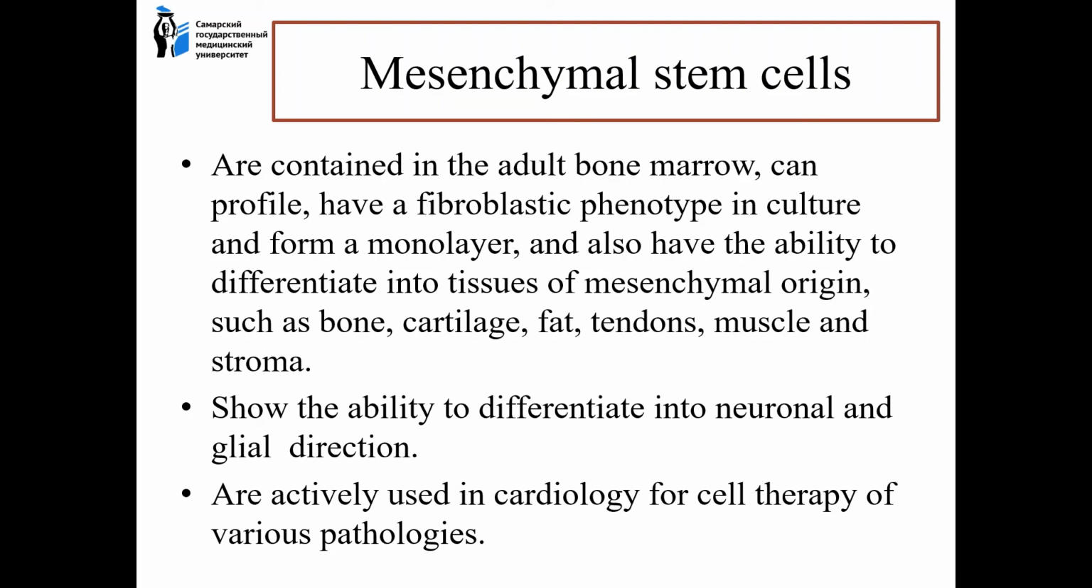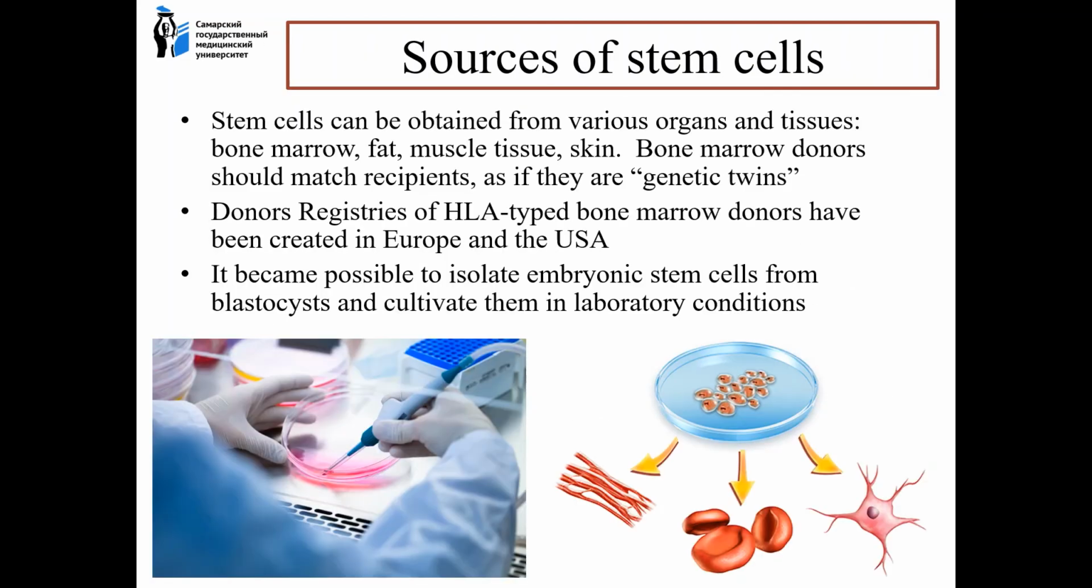The next point of the lecture is obtaining and using of stem cells. Stem cells can be obtained from various organs and tissues: bone marrow, fat, muscle tissue, skin. Bone marrow donors should match recipients as if they are genetic twins. Donor registers of HLA-typed bone marrow donors have been created in Europe and the USA. It became possible to isolate embryonic stem cells from blastocysts and cultivate them in laboratory conditions.